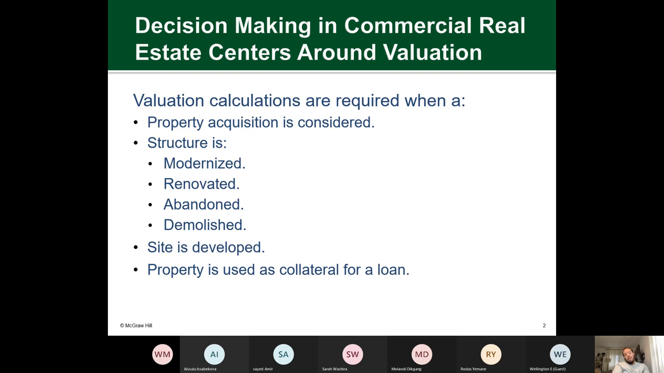So when we're doing valuation, there's a lot of things that we need when this is happening. And in commercial real estate, this is very important, right? Even if you're purchasing single family homes, it's important as well. We do valuation when we're looking at purchasing a property, when we are looking at modernizing. So that's rehabbing and updating, renovating, leaving a property, or tearing it down. Also developing, again, extra parts outside of the actual building. And if we're using it as collateral for a loan.